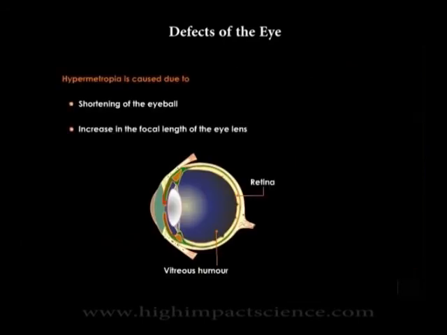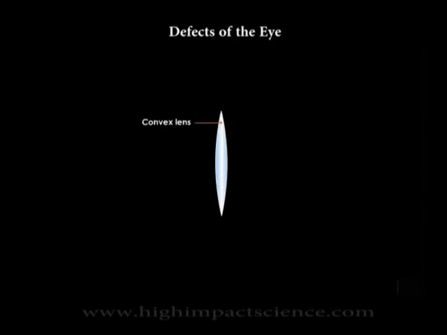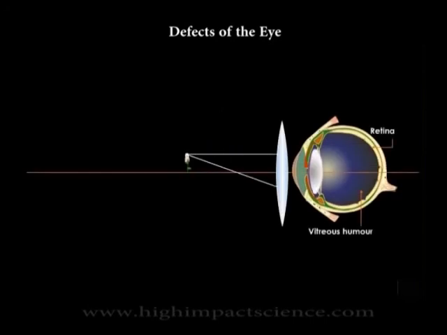Hypermetropia is caused by shortening of the eyeball, that is, the eyeball becoming smaller, or increase in the focal length of the eye lens. A convex lens is used to correct this abnormality. The ray diagram shows how a convex lens helps to focus light rays onto the retina.